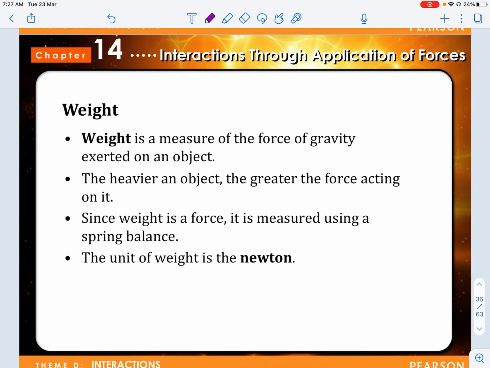Now, weight, on the other hand, is a measure of the force of gravity exerted on an object. A very common misconception that a lot of students tend to have is that weight is in kg. Wrong. The SI unit for weight is actually the newton, and this usually comes out in exams as a trick question. The SI unit for weight, the newton, is a capital N, and this is a force.